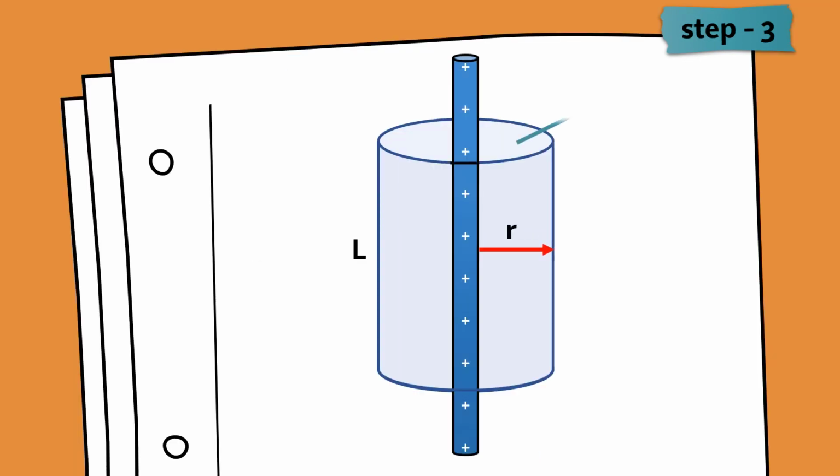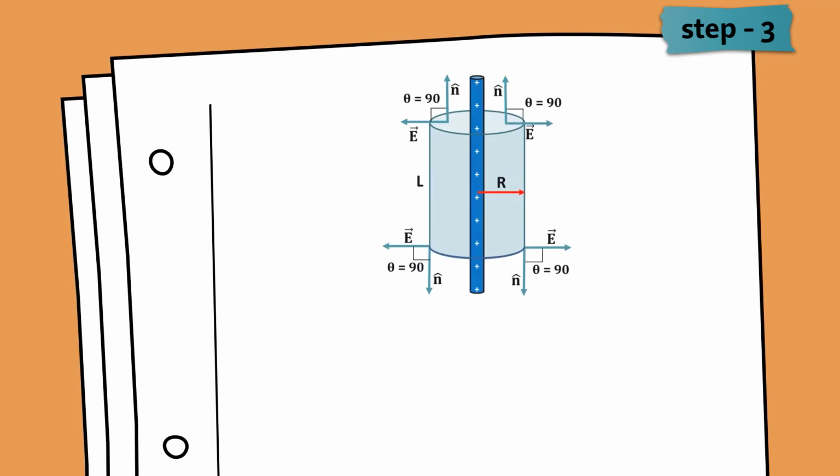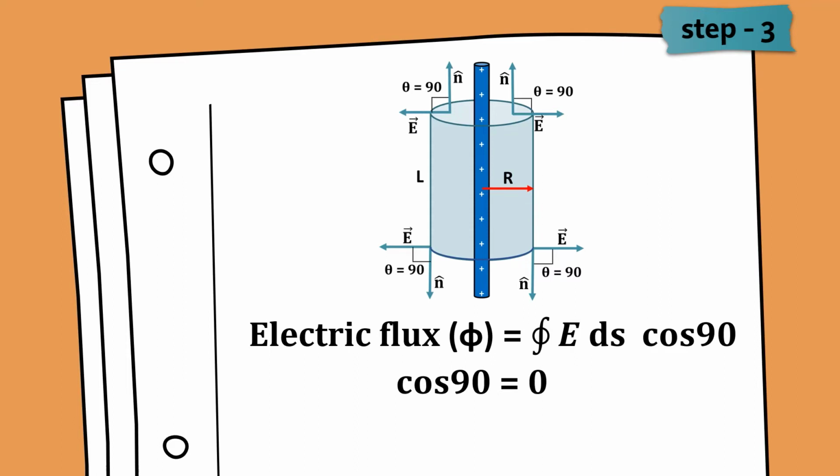The cylindrical Gaussian surface has three surfaces. For the top and bottom surfaces of the cylinder, the angle between the electric field and the area vector is 90 degrees. Therefore, the electric flux equals integral E ds cos 90. Since cos 90 equals 0, the electric flux at the top and bottom surfaces is 0.